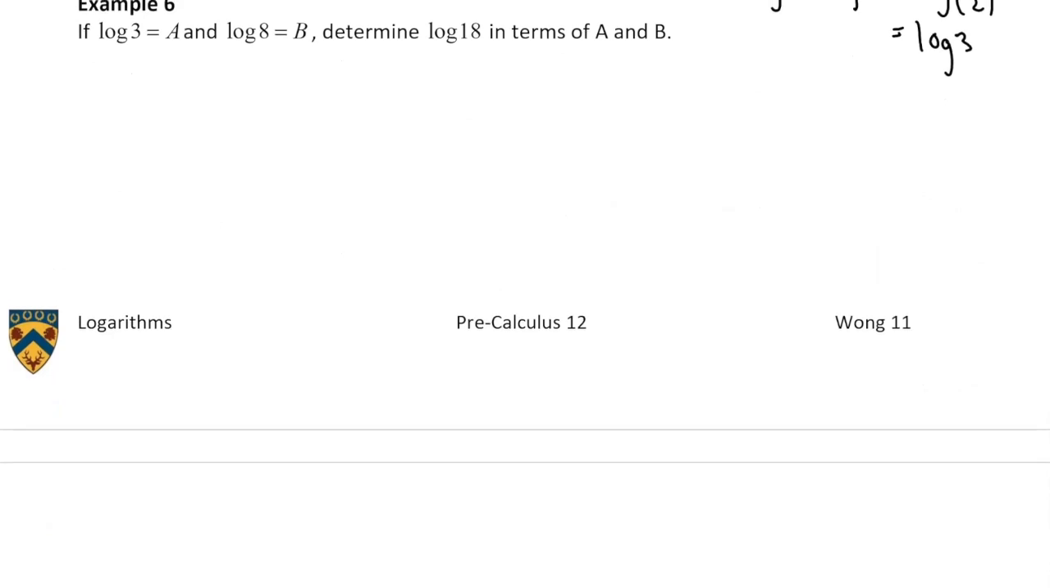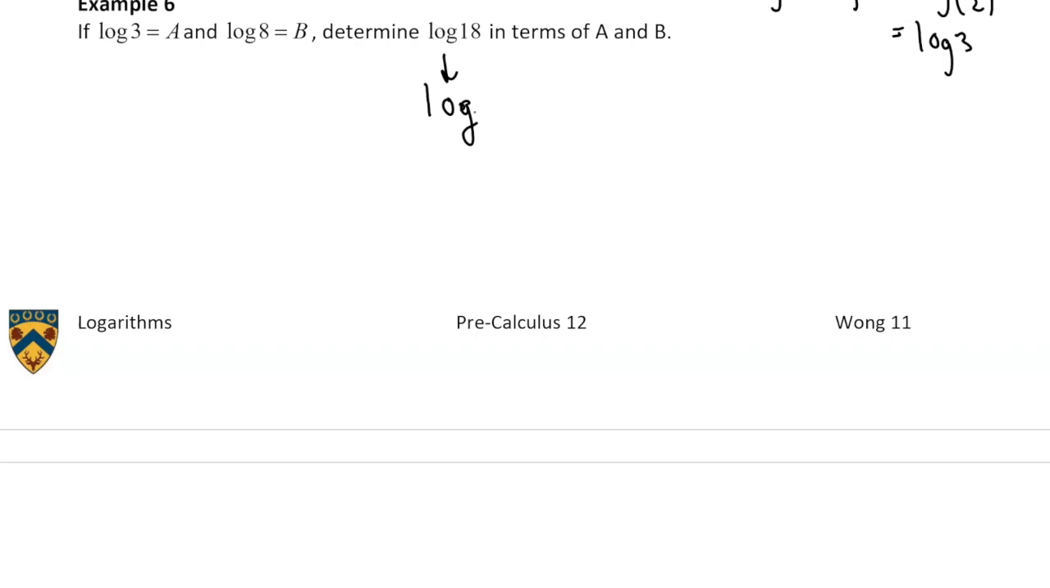Okay, example 6. So now, this is a tough question. It says, if log 3 equals a and log 8 equals b, determine log 18 in terms of a and b. And 18 doesn't naturally fit with multiples of 3s and 8s. It actually seems a little bit awkward. And so if you think about log 18, how could you split up log 18 to be able to write it as a factor where you might be able to change it into something with 3s and 8s?